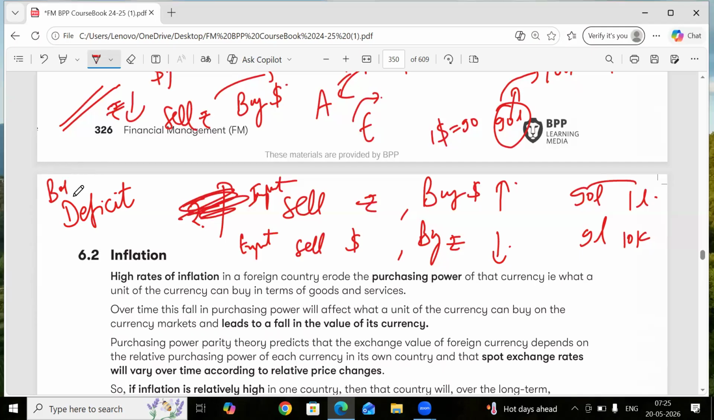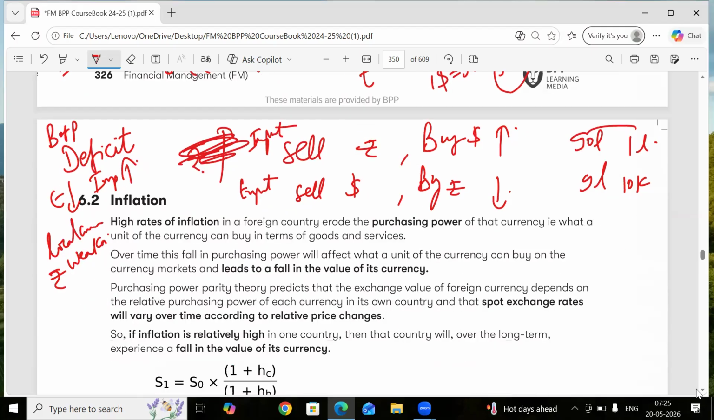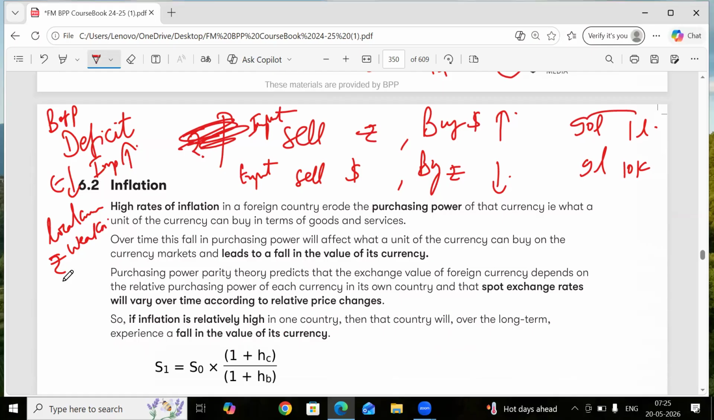So, balance of payment deficit. That means if your exports are less and imports are high, the local currency, the rupee, will weaken. Clear? Okay, because there is less demand for rupees. Why less demand for rupees? Because foreign customers buy very few rupees. They have to make the payment to us in rupees, right? So if they want to buy rupees, they are only buying 10,000 worth of Indian goods.